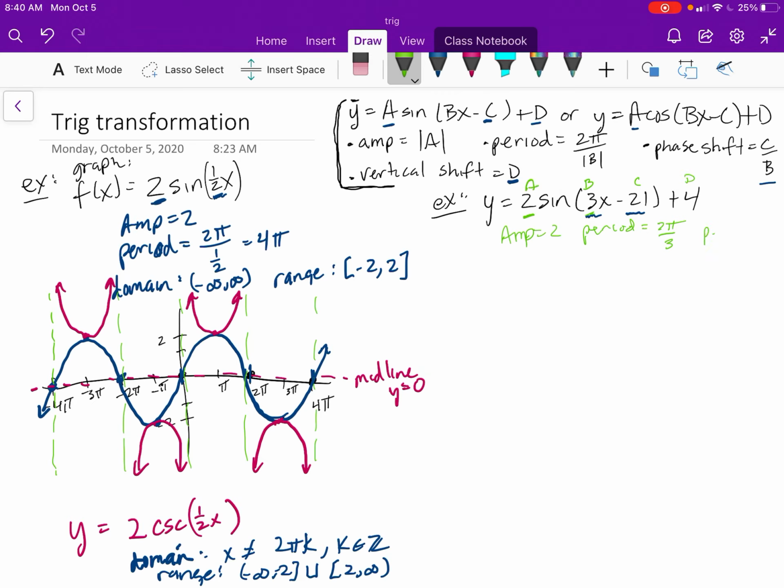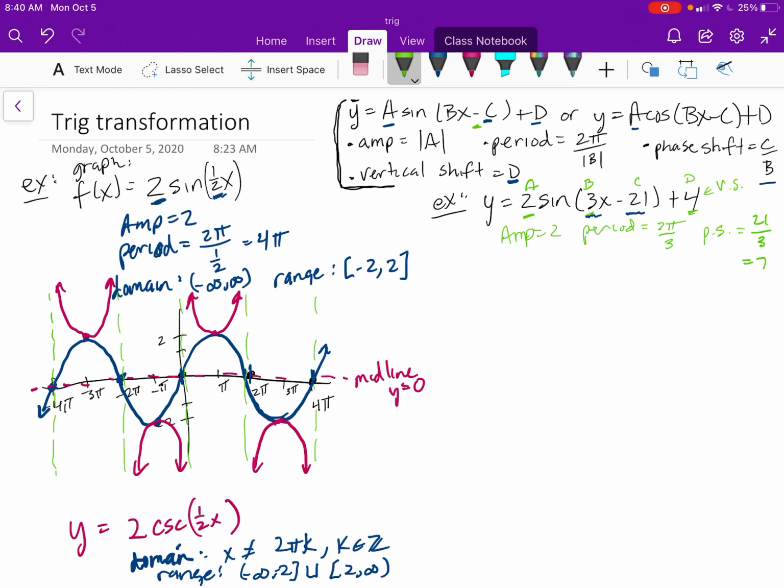So I'll just put PS, phase shift. We do 21. Notice there is a negative there, right? So we don't count the negative. C is positive. So 21 over 3, which is 7. And then we have a vertical shift, which is equivalent to D here. So our vertical shift is 4. I'll just put VS, vertical shift.